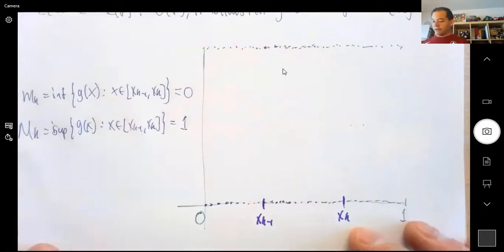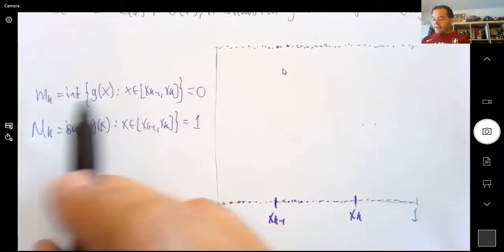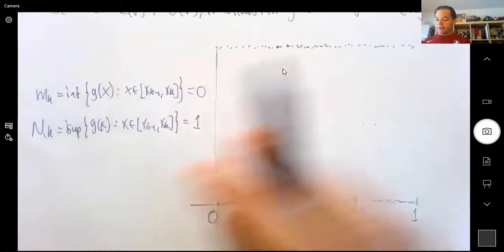Excellent. Good. I'm glad you understand it now, Jason, right? So that's the key with this example. So the infimum is always 0, the supremum is always 1.